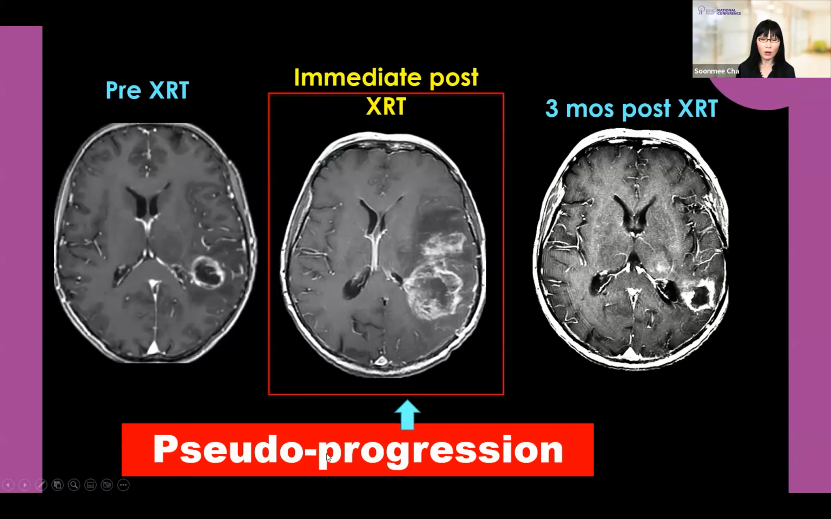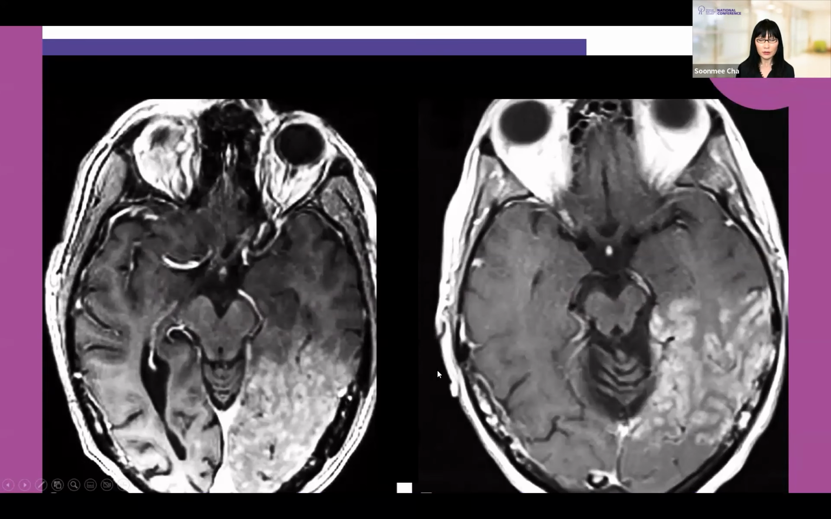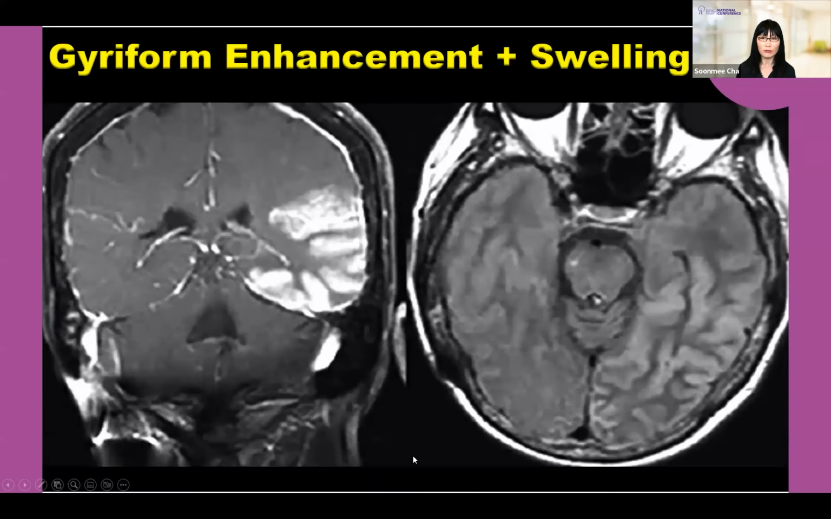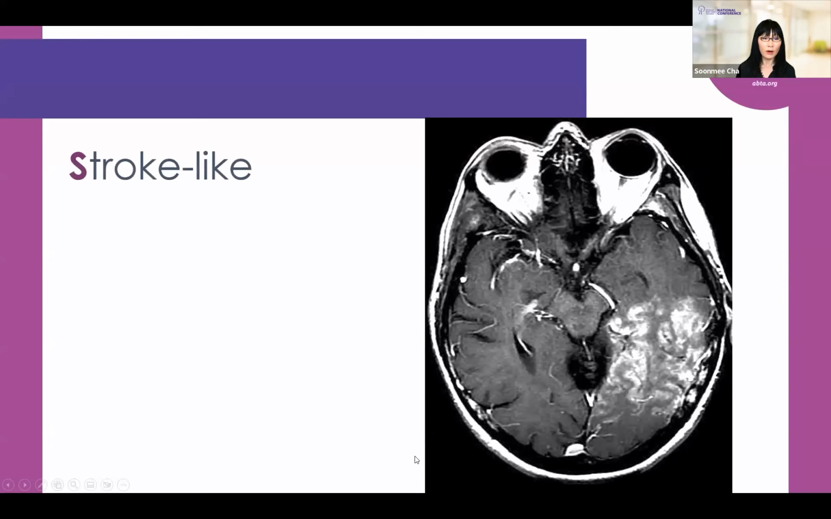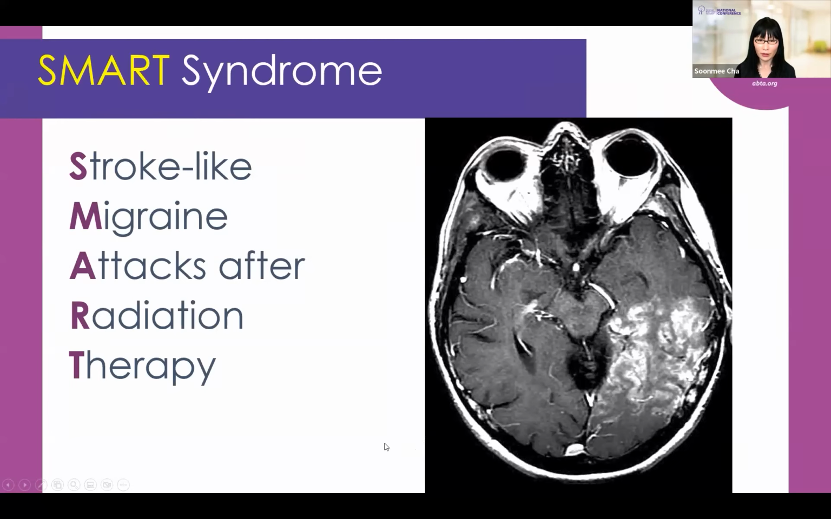And this is what's been called in the literature pseudo-progression. Is this recurrence or not? This is the last case. If you look at this, it's a gyral form, very specific pattern of enhancement. And we know that this is a now very well described entity called SMART syndrome, stroke-like migraine attacks after radiation therapy. So this is not tumor at all. And imaging can be very helpful here.